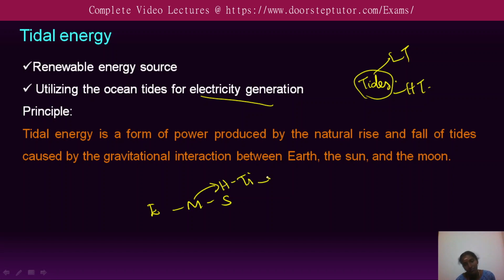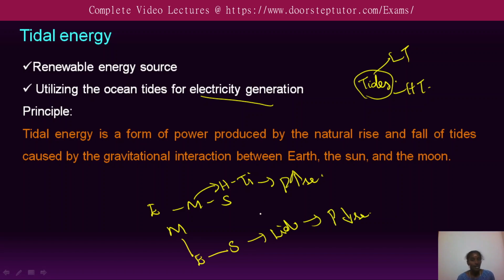During high tide the power generation is also high, and if the moon is perpendicular to the earth, then it is low tide, that is, the gravitational pull between them is weak, thereby low tides occur. The power generation during that period is very low when compared to high tide.